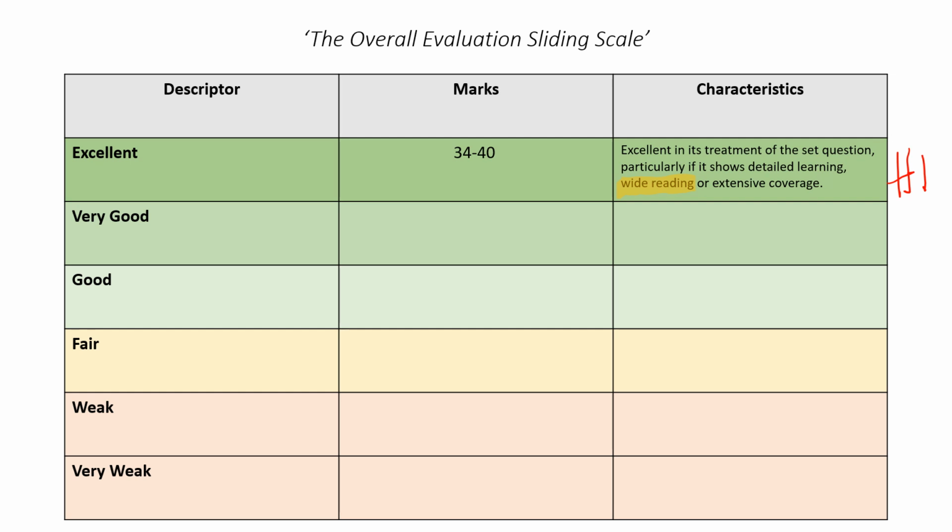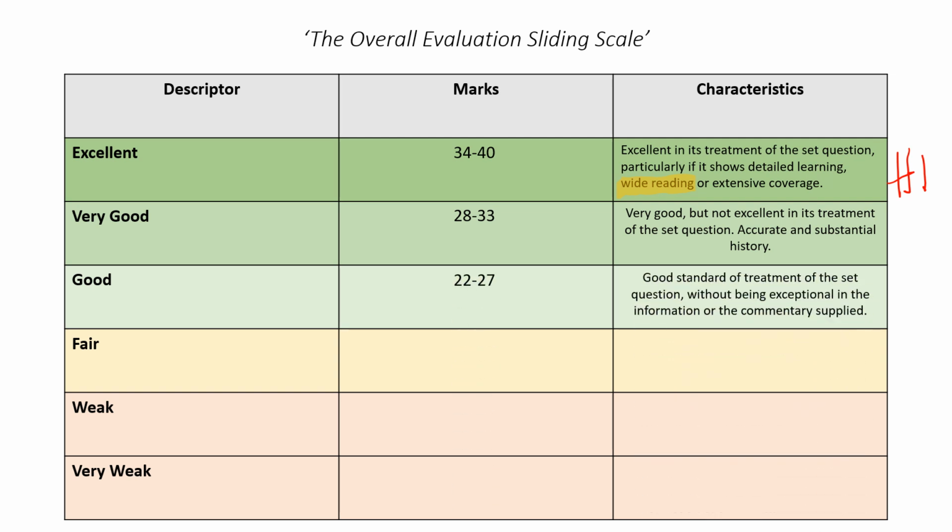Let's keep going anyway. We have our very good, it's going to achieve a 28 to 33 mark on that sliding scale, and the characteristics are this: very good but not excellent in its treatment of the set question, accurate and substantial history. So very reasonable to achieve 28 to 33 if we're engaging in the steps that we look to over the course of the year. Good is then 22 to 27: good standard of treatment of the set question without being exceptional in the information or commentary supplied.